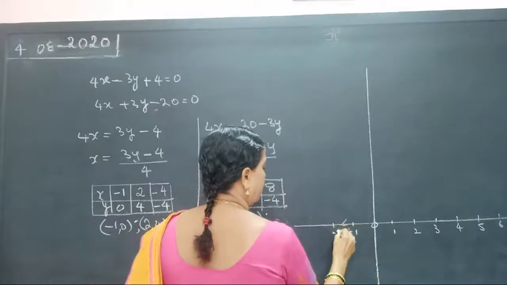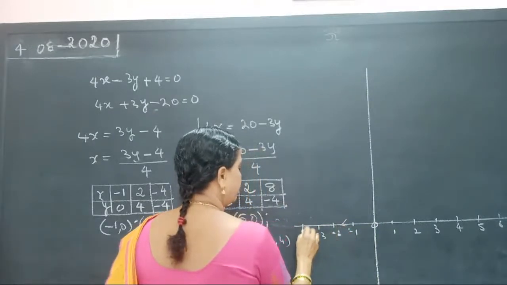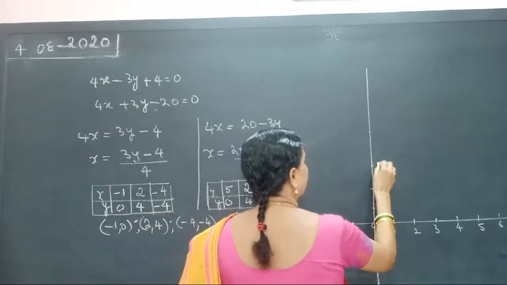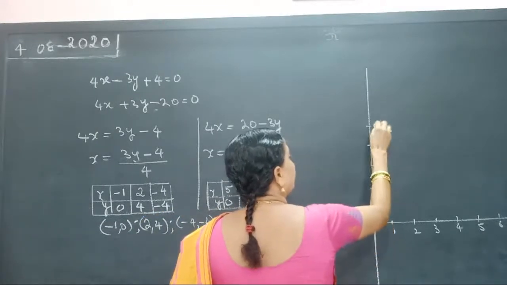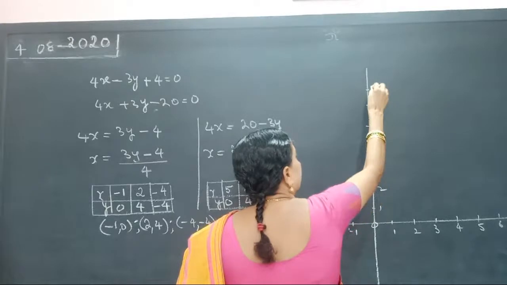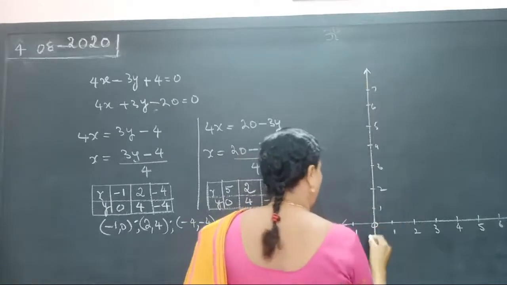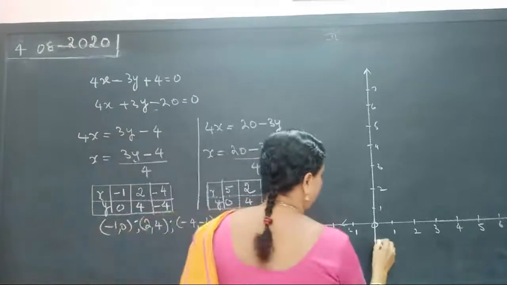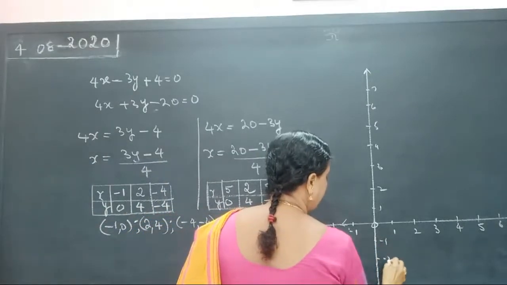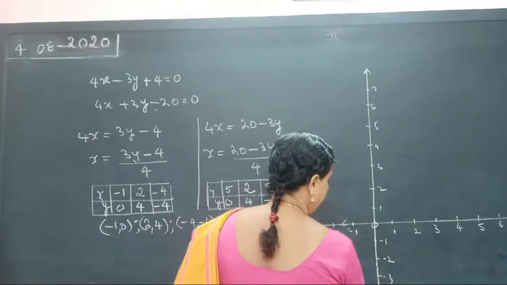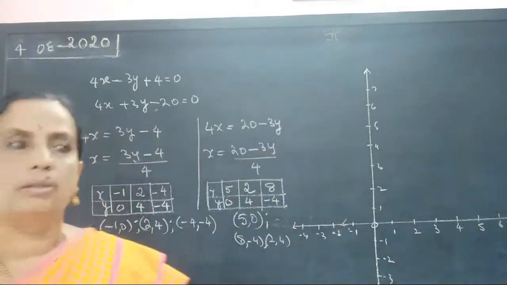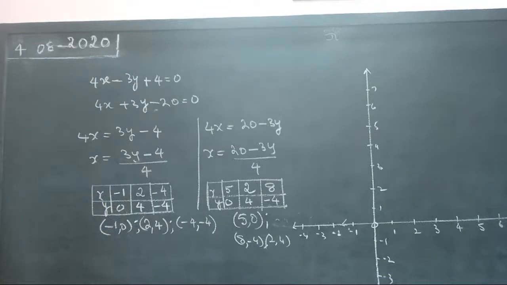Minus 1, minus 2, minus 3, minus 4. 1, 2, 3, 4, 5, 6, 7, and you have negative minus 4, minus 1, minus 2, minus 3, minus 4. Now the skeleton part of the graph is ready.